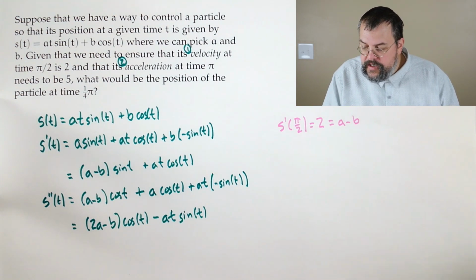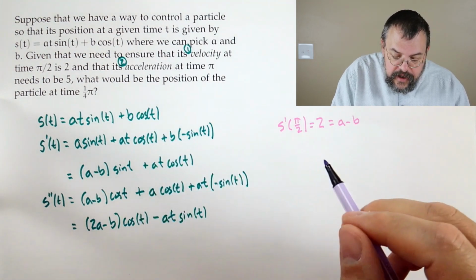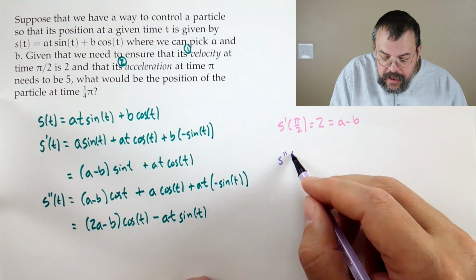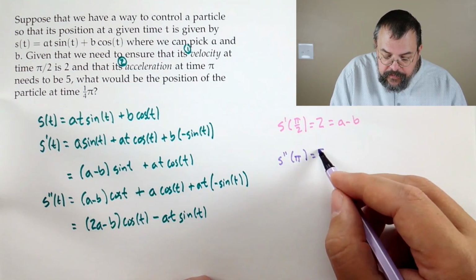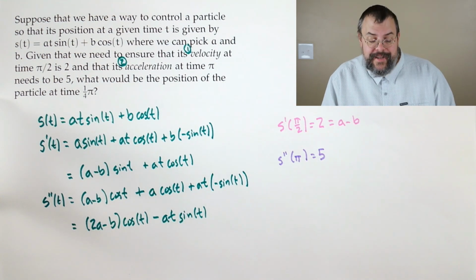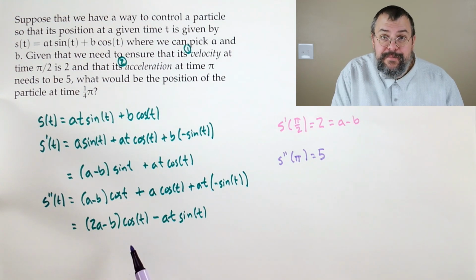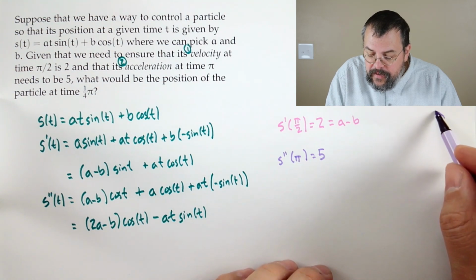All right, well, now let's dig in and get another condition. So that's our second condition. The acceleration at pi, so s double prime at pi, needs to equal 5. So now we'll plug pi in. Now, what happens? What is cosine of pi? And be careful, cosine of pi. Think of the unit circle.